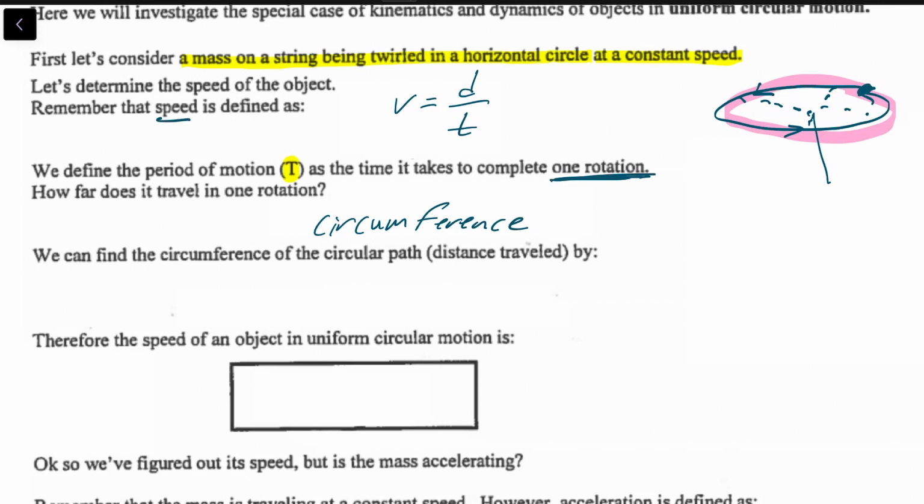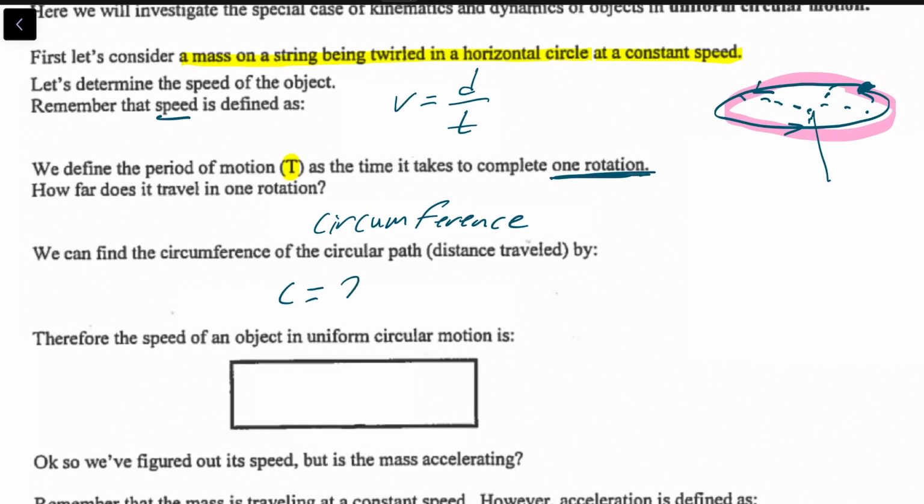Can we find the circumference of a circle? Well, I would certainly hope so. Circumference is equal to 2 pi times the radius of the circle. If we know the radius of the circle, we're able to solve for the circumference.